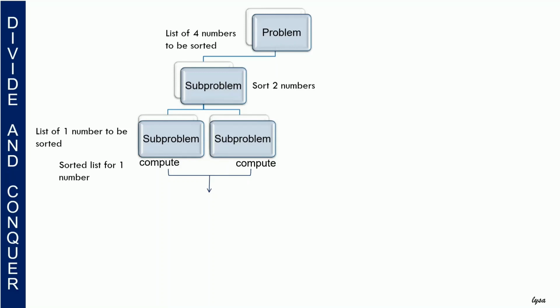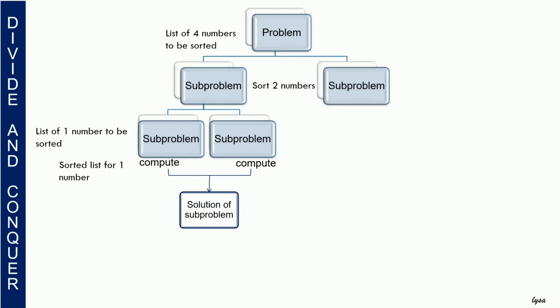So I have 2 subproblems, one which has 1 element sorted and the other also has 1 element sorted. With these two, I will find the solution of the next bigger subproblem, which is 2 elements. And this is similar to having a sorted list of 2 elements. I have completed sorting 2 elements. Now I go to the right side of the problem.